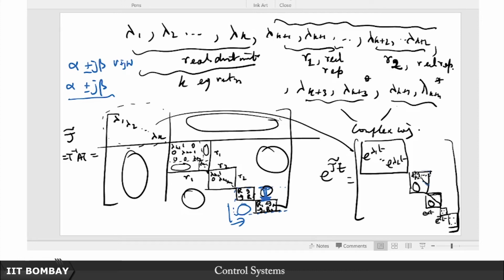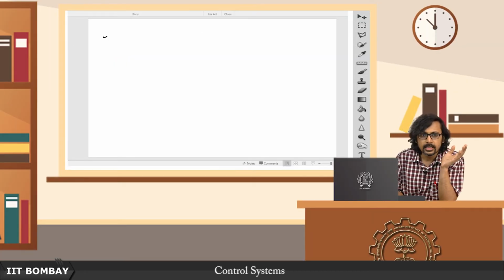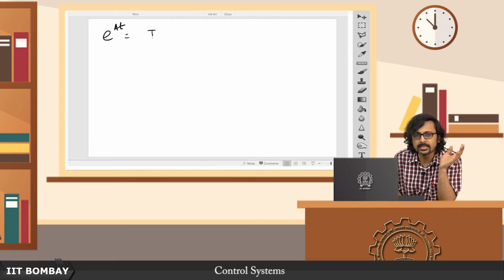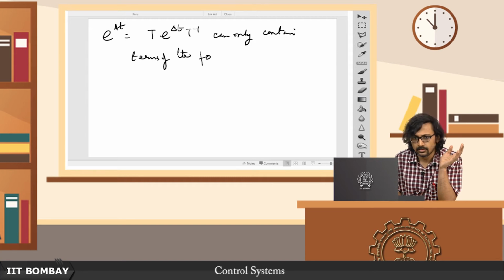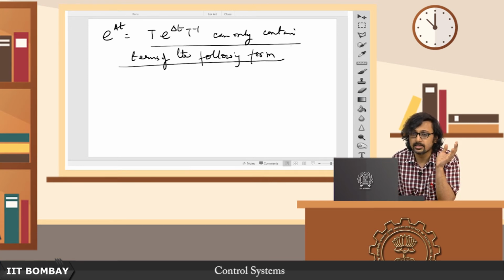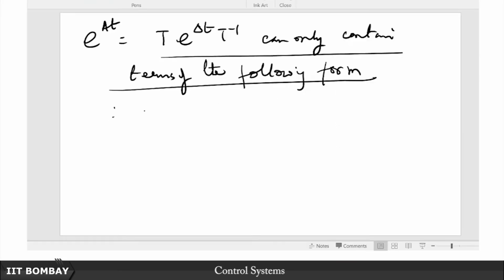So the take home message from all this is that e to the at, now that you want to get this, it will be basically T e to the delta t times T inverse, yeah, and can only contain terms of the following form, and this is going to be very crucial when in a few lectures from now we discuss this idea of stability in the state space form. So what are the following forms?